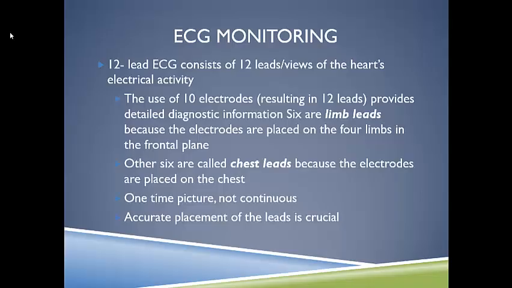6 of these leads are limb leads because the electrodes are placed on the four limbs in the frontal plane. The other 6 leads are called chest leads because the electrodes are placed on the chest. It's a one-time picture. This is not continuous monitoring. Accurate placement of the leads in a 12-lead ECG is crucial. Interpreting a 12-lead ECG is more than rhythm interpretation. This helps us determine injury, ischemia, or infarct of the heart also.